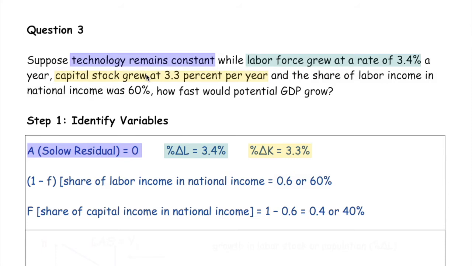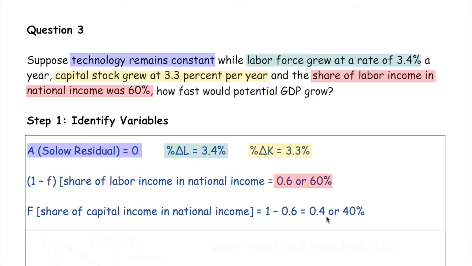Finally, we're told that the share of labor income in national income is 60%. And so we can argue that 1 minus F is the share of labor income in national income. It happens to be 0.6 or 60%. And F is evidently going to be the balance or the share of capital income in national income. So that's going to be the remaining 40% or 1 minus 0.6. And that's simply because these two concepts must always add up to 100%.